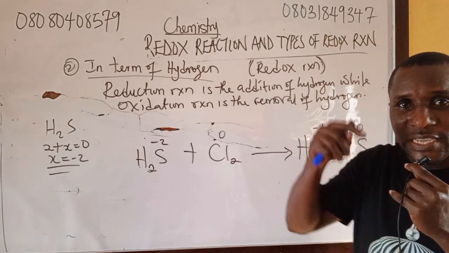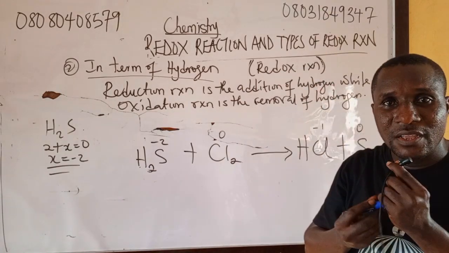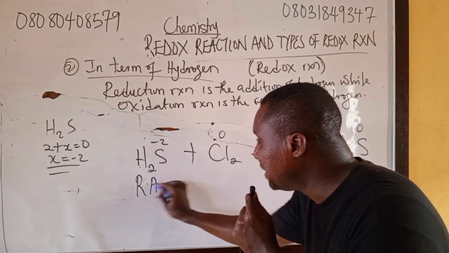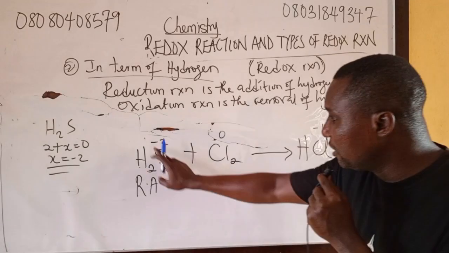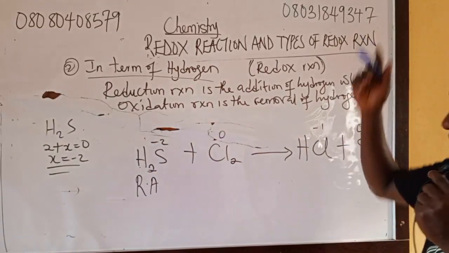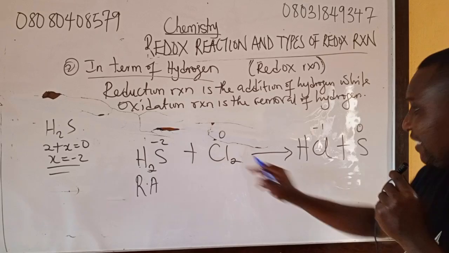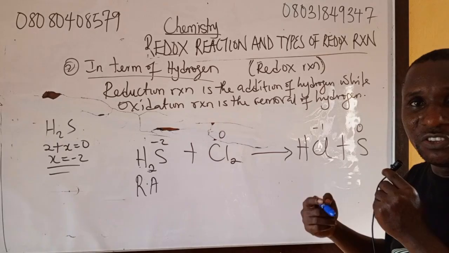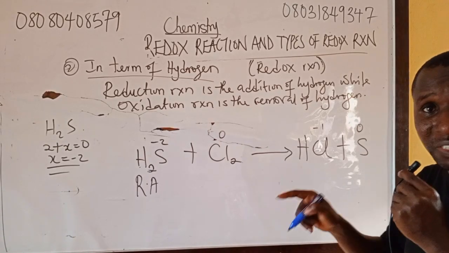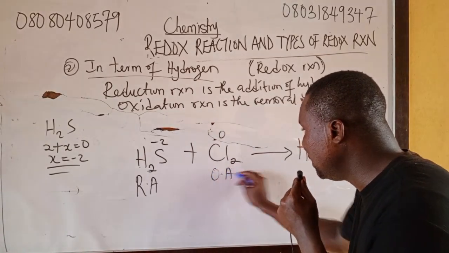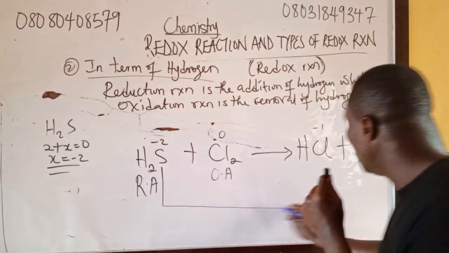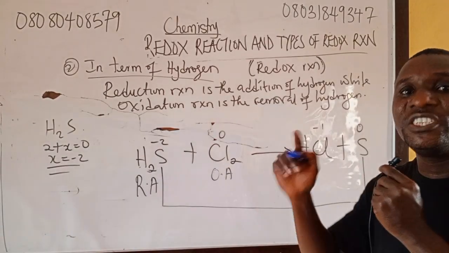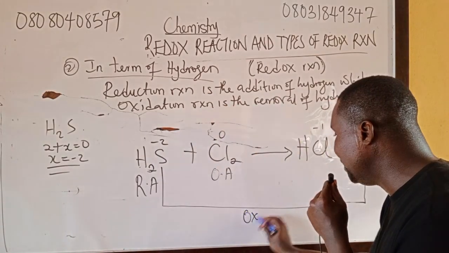Which agent increases in oxidation number? Check your note. The agent that increases in oxidation number is the reducing agent. It increases from -2 to 0. Then 0 to -1, it has reduced. Which agent decreases in oxidation number? That means the oxidizing agent. I told you, reducing agent undergoes what kind of reaction? Oxidation reaction. Therefore, oxidation reaction.